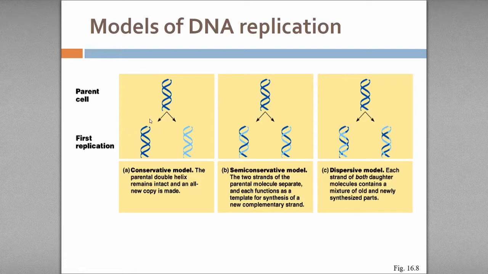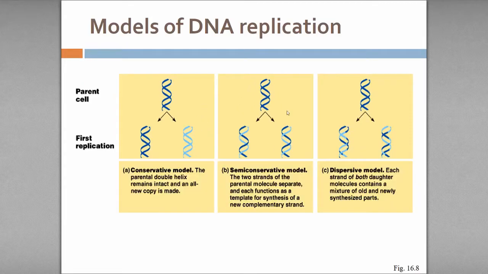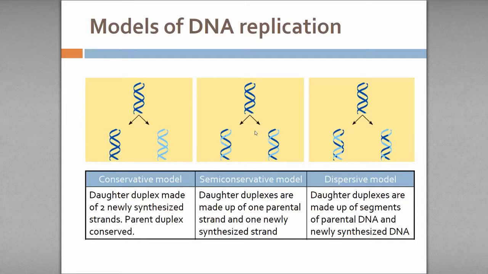Okay, so starting at the top, there is one parent double helix. If we look at the first model, the conservative model, it's conservative because the parent DNA is conserved. The parent DNA is not changed, and we say that the entire parental double helix remains intact and an all new copy is made. So that's the conservative model.